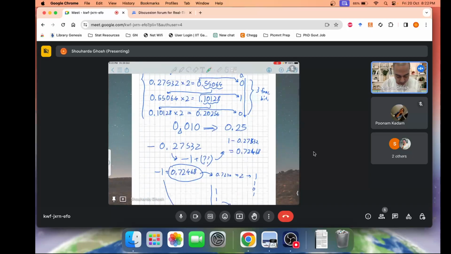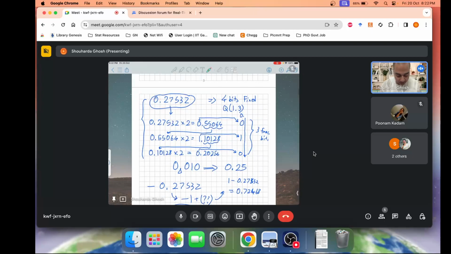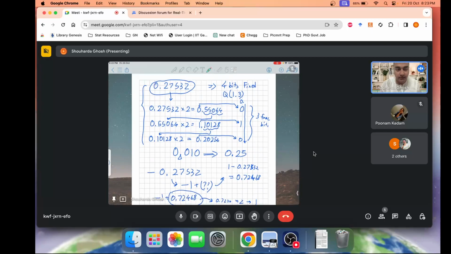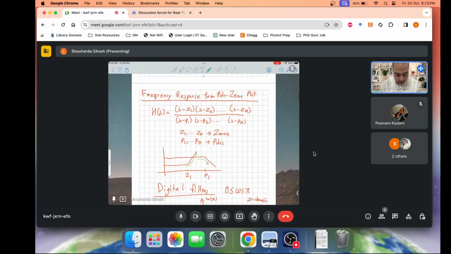Okay, so I was talking about how to convert an arbitrary decimal number to a binary number. You keep on multiplying by 2 and check the number to the left of the decimal point. If it's 0, keep 0. If it's 1, keep 1, and then remove this 1 and multiply the decimal part by 2 again. Okay, fine. And then the frequency response.